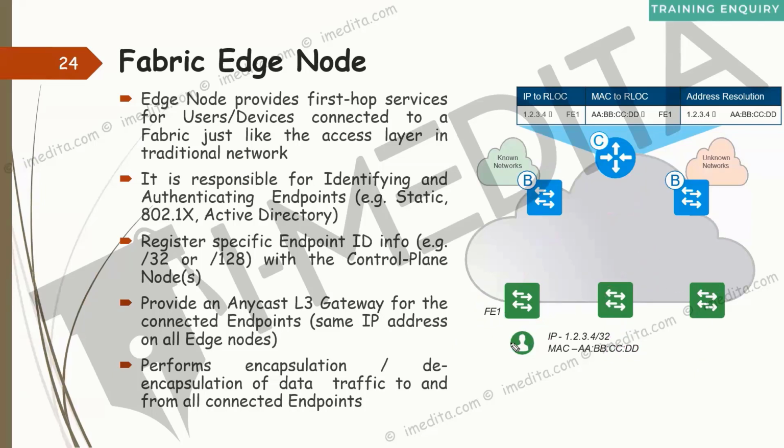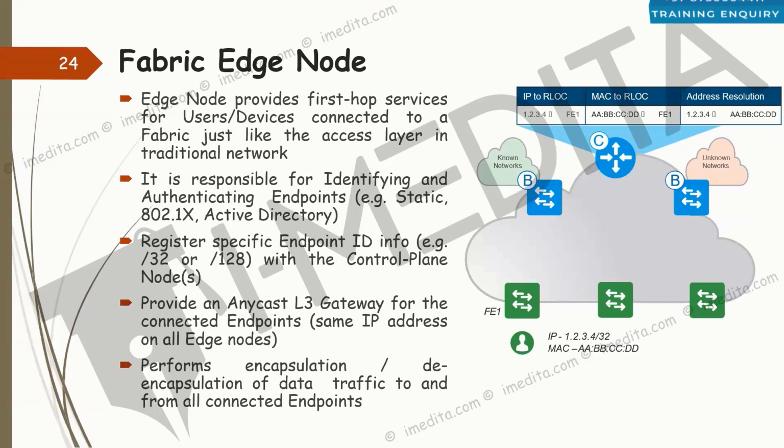Now, let's say this device needs to communicate with this device. The packet will arrive on this fabric edge node. The fabric edge node has no idea how to reach this destination. It will ask the control plane node. The control plane node will check its database. It will inform the fabric edge node that if you want to go to 1.2.3.5, you need to go to 2.2.2.2. Then the fabric edge node is going to perform some encapsulation on the data and send the traffic towards fabric edge node number 2. Here it will be decapsulated and sent towards the end user. The same process will repeat in the reverse direction.